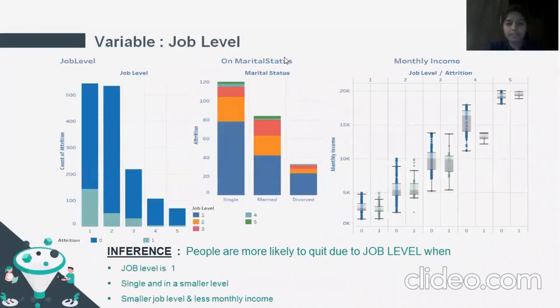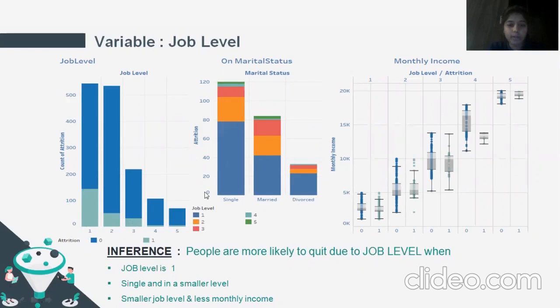Job level as an affecting parameter, we have considered two other variables such as marital status and monthly income to analyze how job level can be the affecting variable for attrition. So when we look into the job level plot, we can see that job level 1 has the highest contribution towards attrition when compared to other levels.